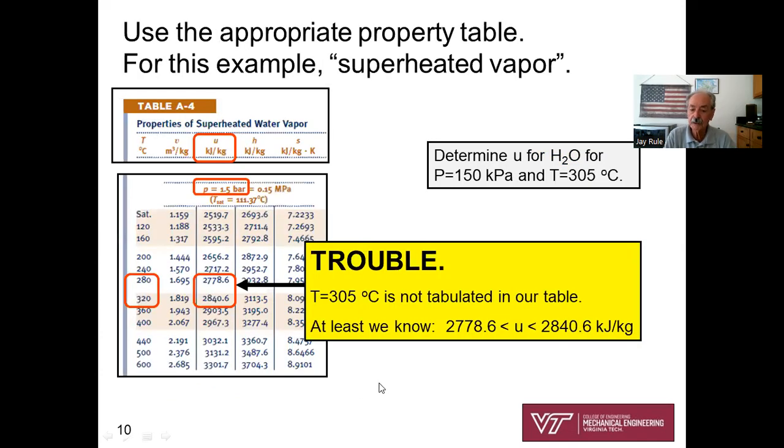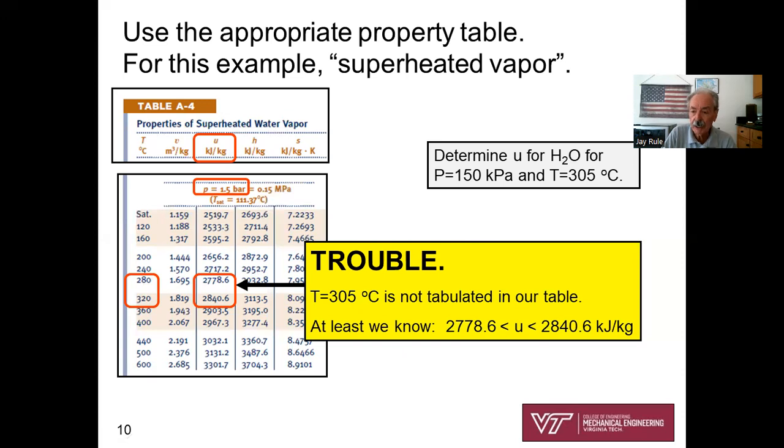All right, so we're going to fish out the superheated water vapor table. Happily, we find a pressure, 1.5 bars. We've got it. And now we start looking down the temperature table, and we see a value for 280. Here's u, and a value for 320. Here's u. Uh-oh. We don't have 305 tabulated. So that's trouble. That means we're going to have to interpolate.